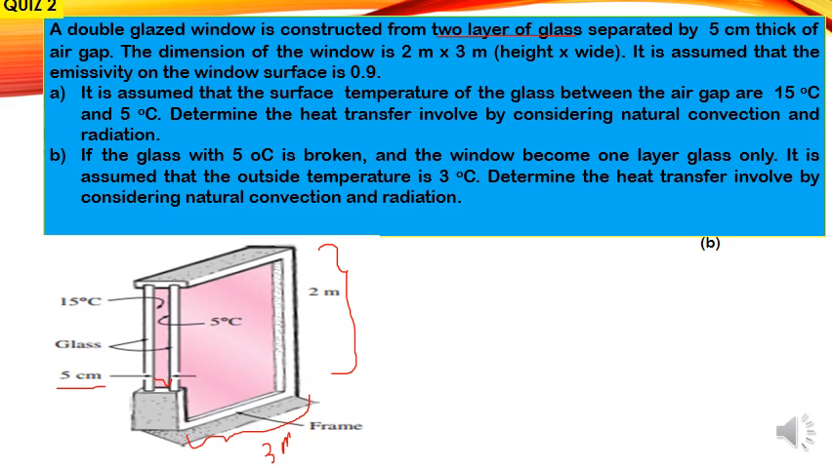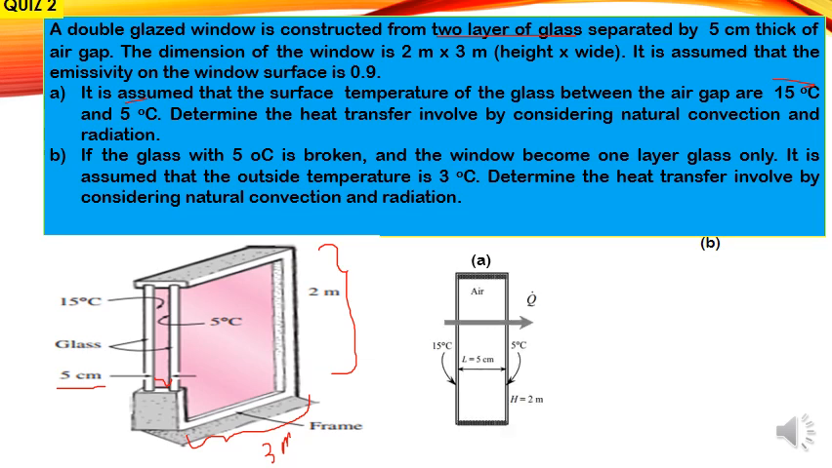From question A, it is assumed that the surface temperatures of the glass on either side of the air gap are 15 degrees C and 5 degrees C. It actually looks like this, but I can provide you a simpler diagram. So the surface temperature on one layer is 15 and the other layer is 5 degrees C, and they are separated by 5 cm. Determine the Q by considering natural convection and radiation.